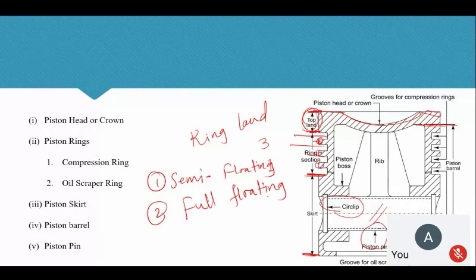Now, is anyone having a question as to what is the difference between full floating and semi-floating? Please, anyone ask me.